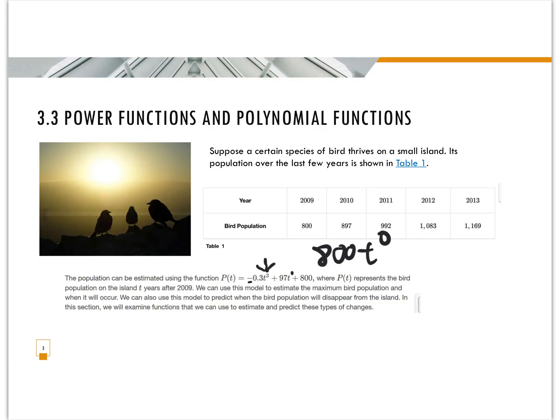So they come up with that equation, and P of t represents the bird population on the island t years after 2009. So every year up from 2009, we can see it. We can use this model to estimate the maximum bird population and when it will occur. We can also use this model to predict when the bird population will disappear from the island. In this section, we will examine the functions that we can use to estimate and predict these types of changes.